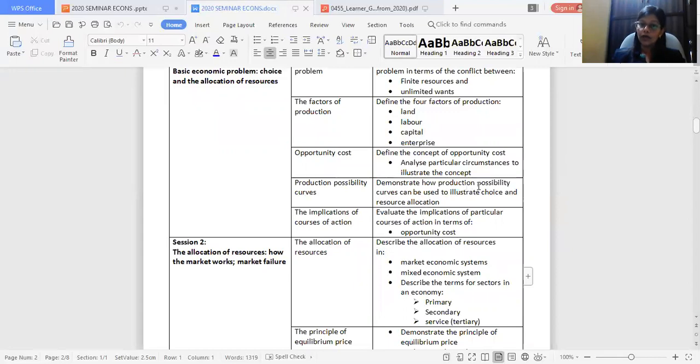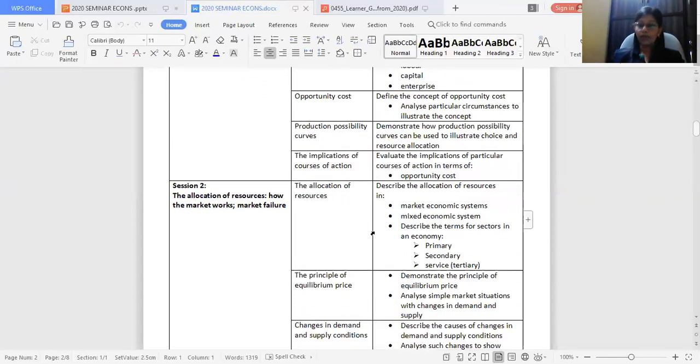Demonstrate how production possibility curve can be used to illustrate choices and resources allocation. All right, you should know by now the original graph of PPC, how it looks, the curve. You should remember. All right, and from the question, we can find out the keywords, whether the shift is going to take into your left or right. These are the simple things that I'm going to share with you.